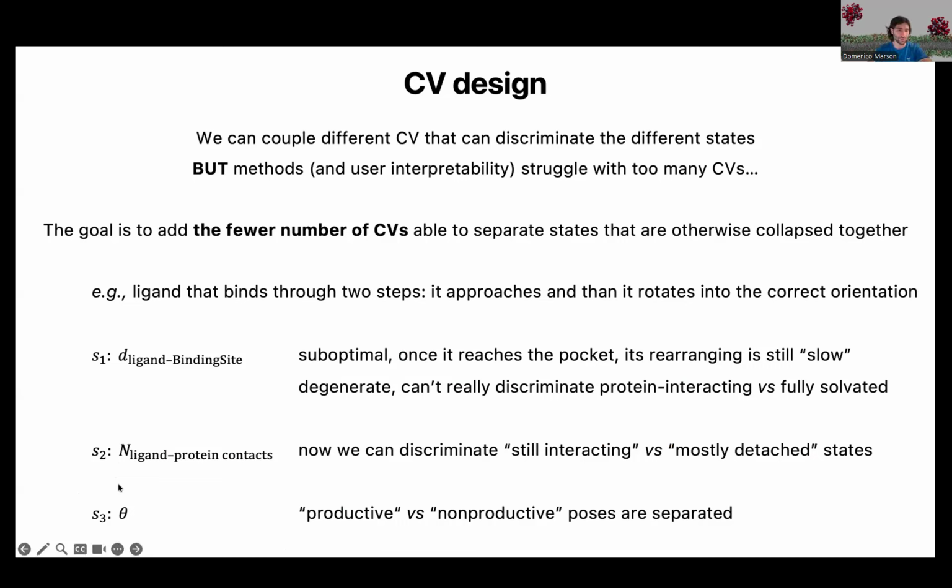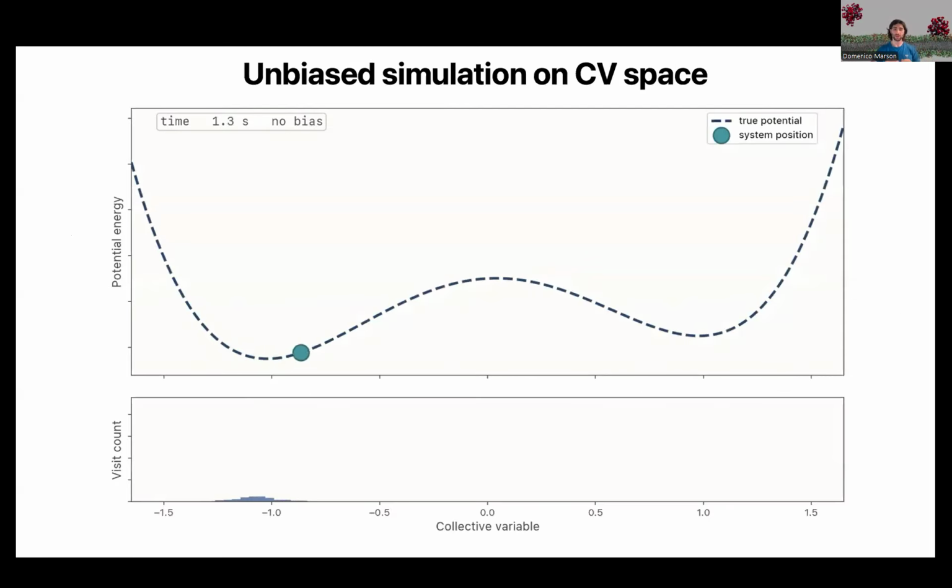And this is needed for a correct interpretation of the results, while you can also add this other collective variable to speed up the calculation. In this way, theta is representative of some orientational angle of the drug. And this theta angle is able to push and to discriminate between the suboptimal, productive or non-productive poses once the drug is near the binding pocket. And so this is what I wanted to say about collective variables.